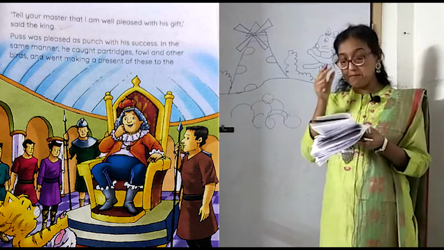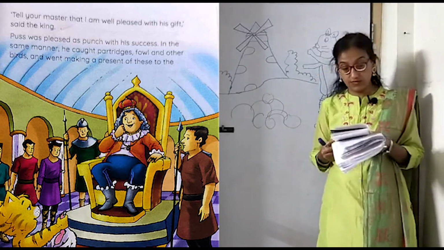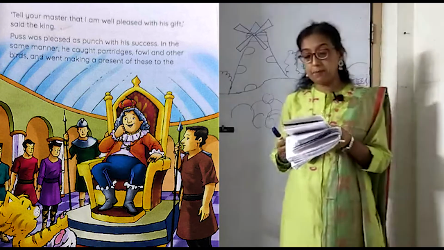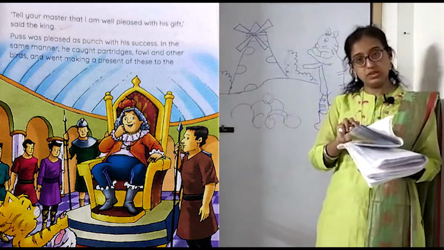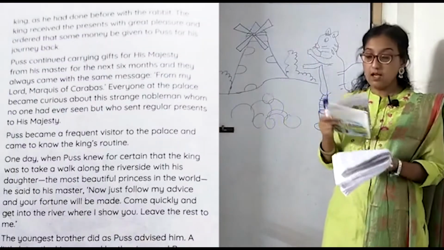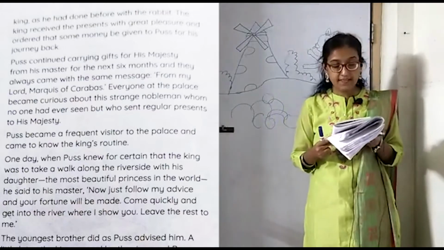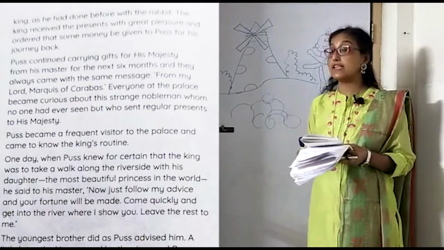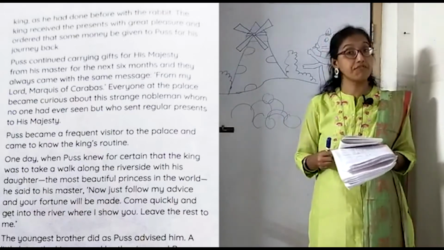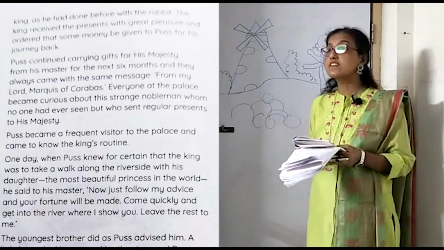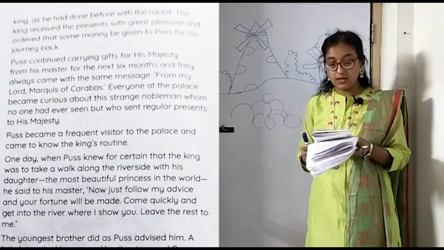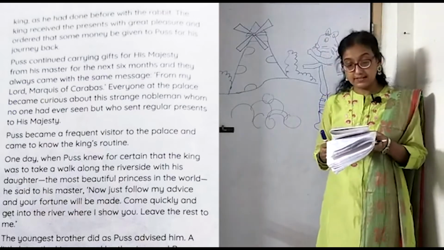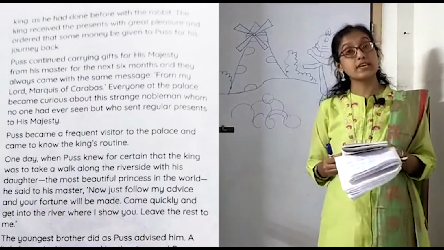In the same manner, he caught partridges, fowl, and other birds and went on making a present of these to the highness, that is the king, as he had done before with the rabbit. Now slowly the king was getting impressed with this Marquis of Carabas, and obviously his inquisitiveness was increasing. The king received the presents with great pleasure and ordered that some money be given to Puss for his journey back.